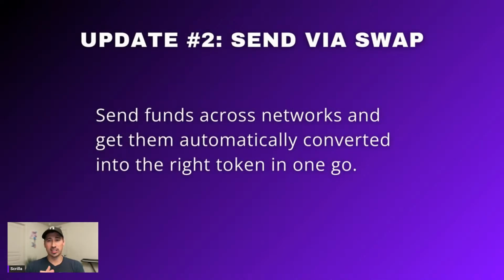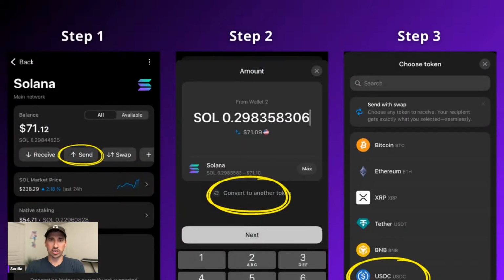The second update, and this is probably the biggest one with 5.28, is a new feature called Send via Swap. Now you can send crypto across networks and get it automatically converted into the token. So you don't have to convert the token first and then send it to another person or to the exchange. You can do it all in one transaction.